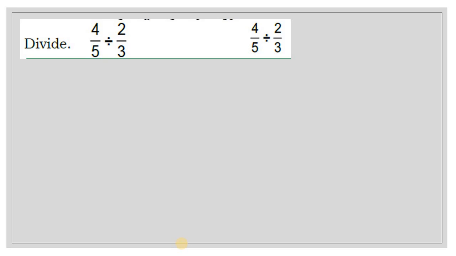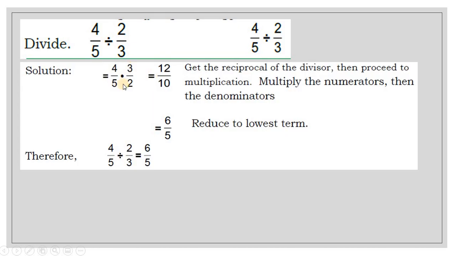Okay? Now, let's divide. 4/5 divided by 2/3. So, again, ang una natin gagawin, get the reciprocal of the second fraction. So, this will be 4/5 times 3/2. Diba? Binaliktad na natin. So, now we can multiply. 4 times 3 is 12 and 5 times 2 is 10. Then, reduce to lowest term.